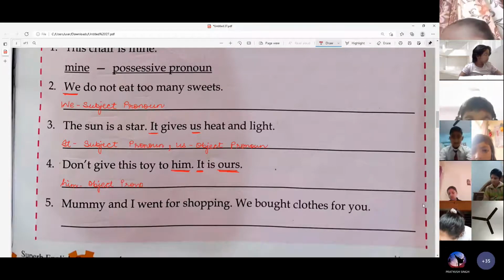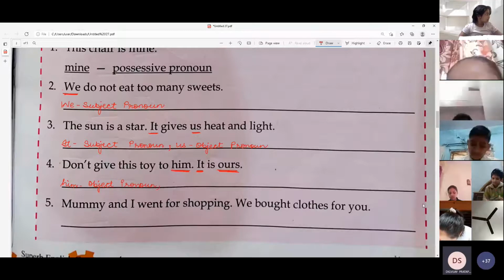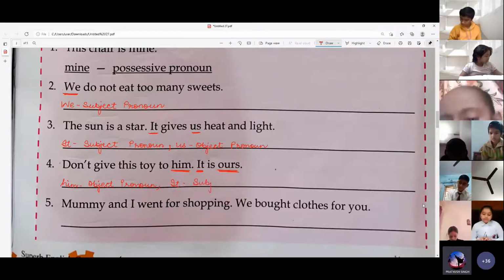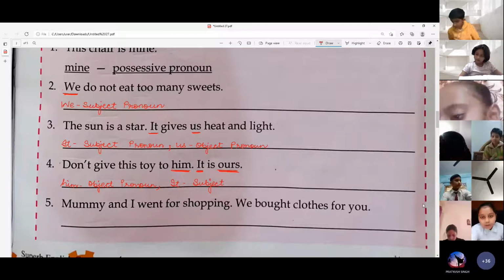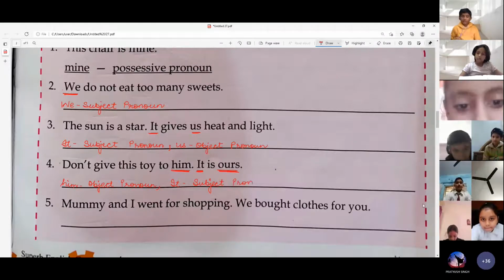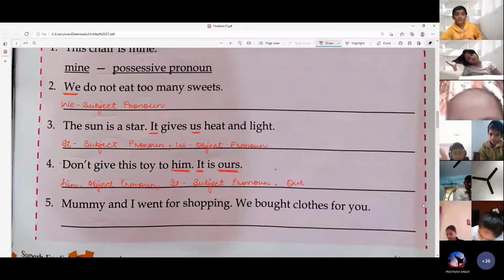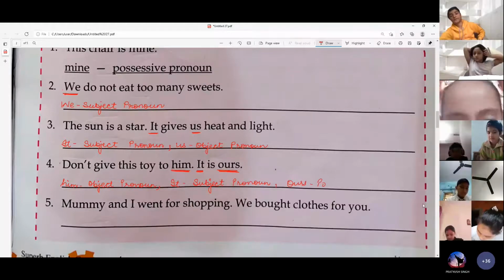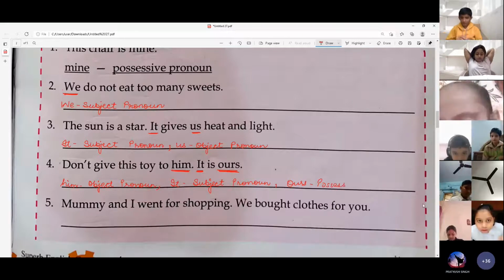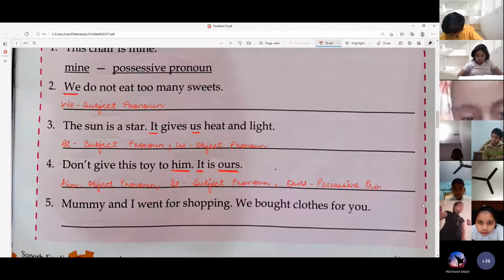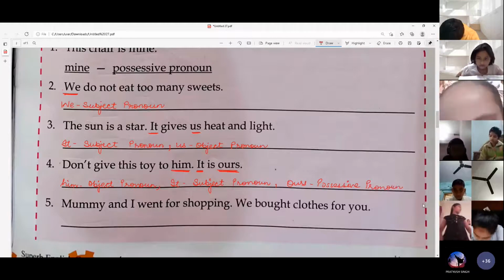And ma'am, ours is a possessive pronoun. It is a subject pronoun. Very good. And ours is a possessive pronoun. The pronoun that is used to show possession is a possessive pronoun.